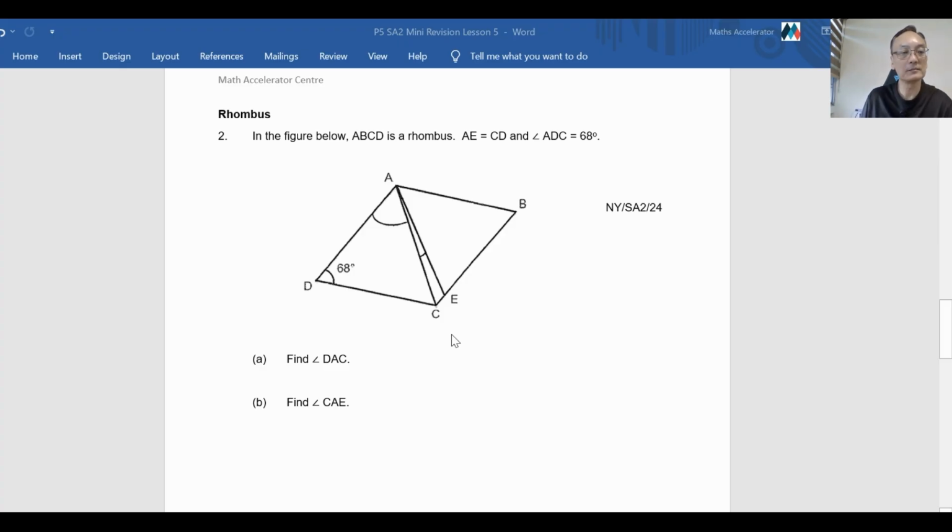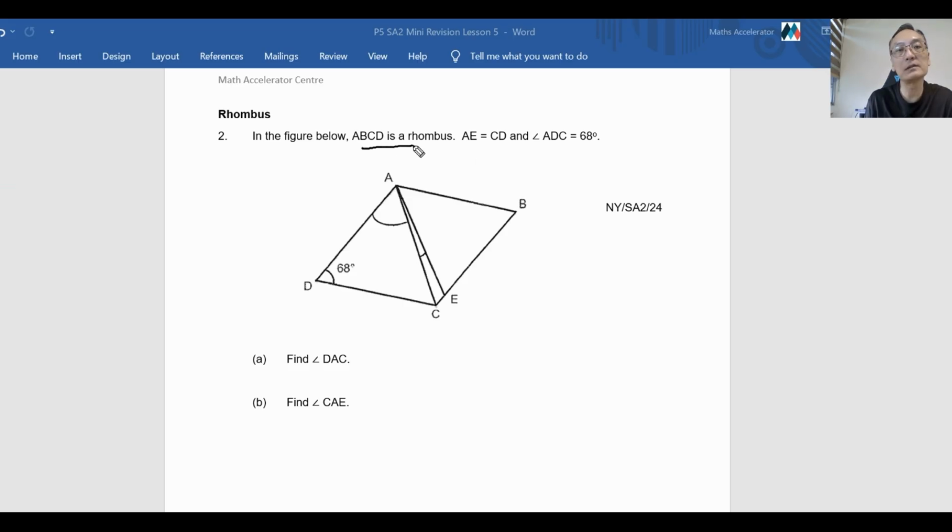In this question, we're going to talk about rhombus. In the figure below, ABCD is a rhombus. AE equals to CD and ADC equals to 68. Firstly, we need to find angle DAC, and next we need to find angle CAE. Let's highlight some of this information here.